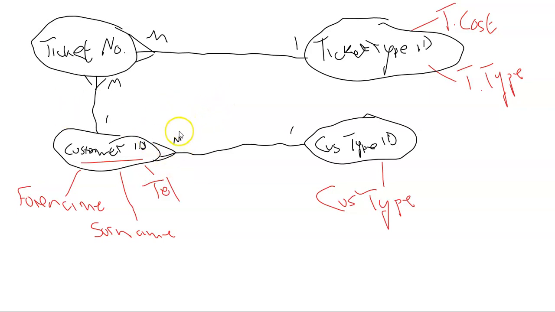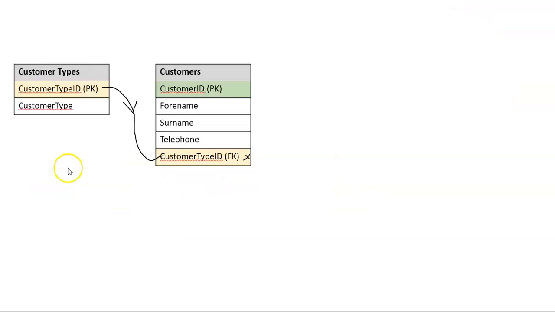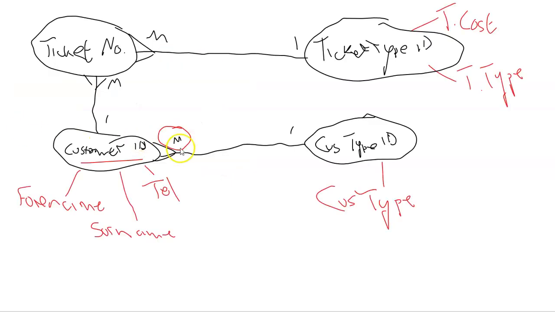goes into the table with the many. So customer type ID goes into the customers table. Then we just simply do the rest. Ticket type ID into ticket number. So that would be the foreign key goes in the ticket number table. Customers into ticket numbers. That would be the foreign key goes in the ticket number table.